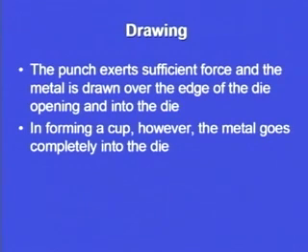So, in case of drawing, the punch exerts a sufficient force and the metal is drawn over the edge of the die opening and into the die. How does the operation of drawing take place? In drawing operation, the punch exerts sufficient force. It is important to understand that each die will have certain formability limits. In our subsequent lectures, we will see what the formability limits are and the different types of tests, like the Erichsen cupping test, that we will discuss in detail. But sufficient force is required.